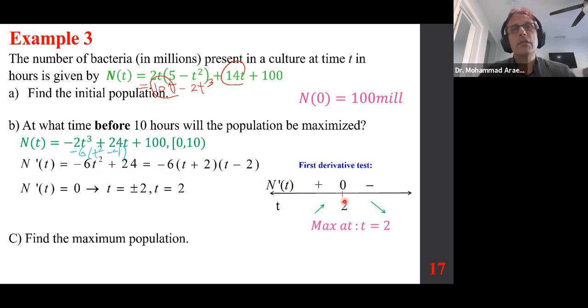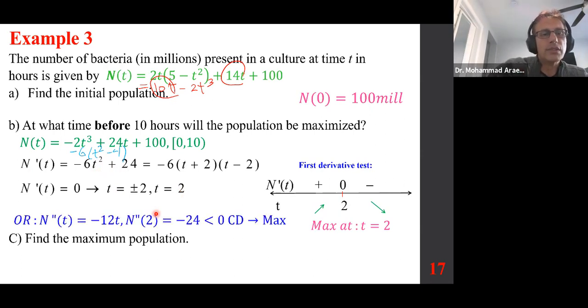What I want to mention here is really the importance of the second derivative test. You're done. You don't have to do the second derivative test. But because it's an application, now it really makes sense to discuss it. How does it work? Number one, you take N double prime, which is obviously negative 12t. And then you have to plug in. It's either concave up or concave down. Notice what happens. N double prime is negative 12t. If I plug in my critical point of t equals 2, it gives me negative. Negative means what? Concave down.